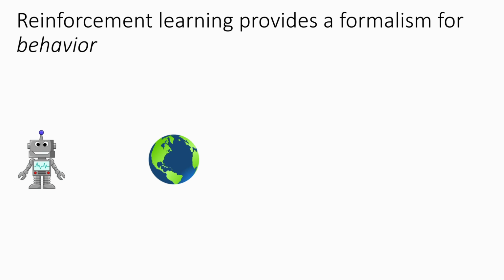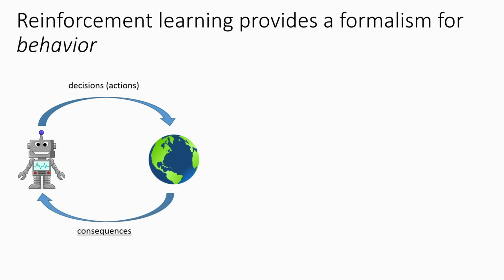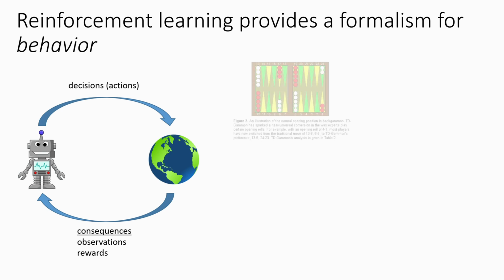In reinforcement learning, you have an agent and you have an environment. The agent interacts with the environment. The agent makes decisions, which we call actions. Sometimes we call them controls. And the environment responds with the consequences of those actions, which are observations or states, and rewards, also sometimes called costs. And reinforcement learning is basically about turning this picture into a mathematical formalism, something that we can actually start from to design meaningful algorithms.